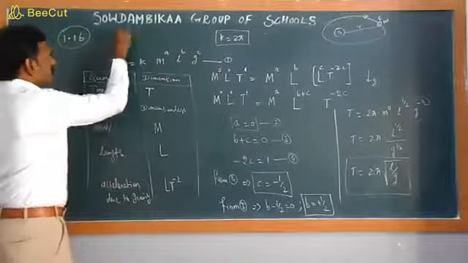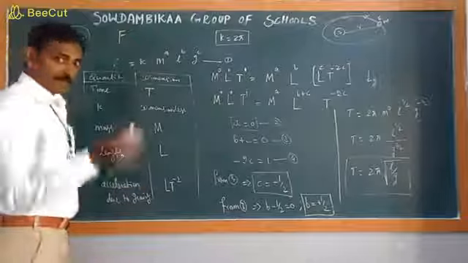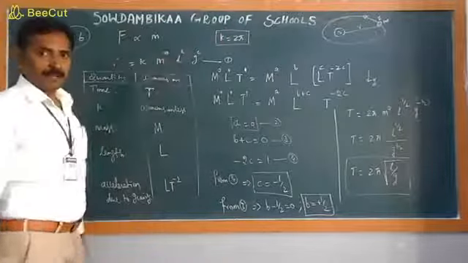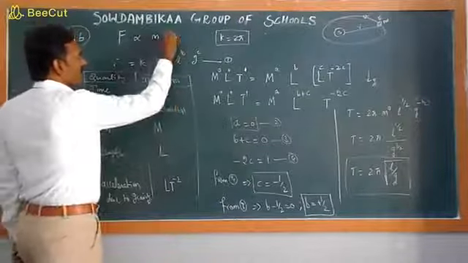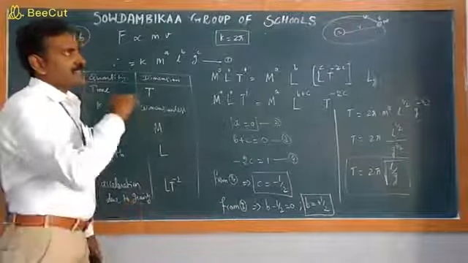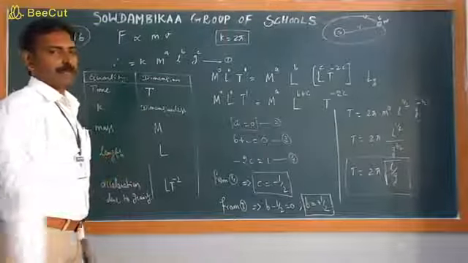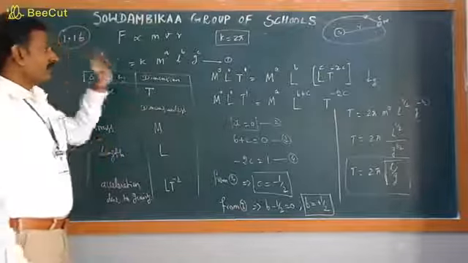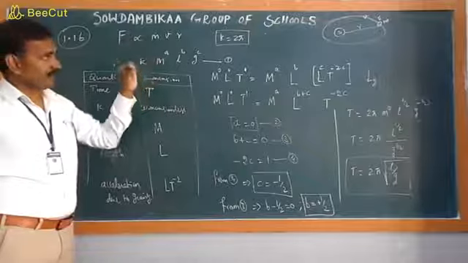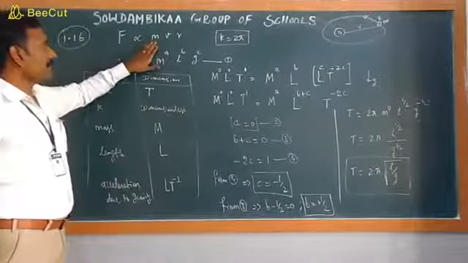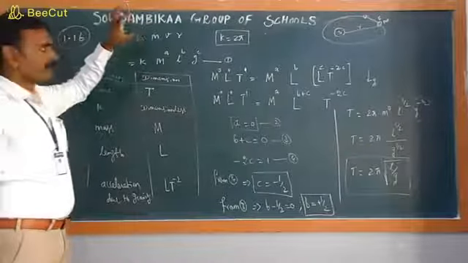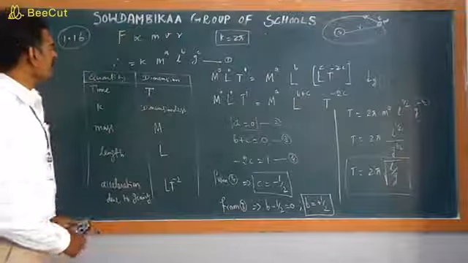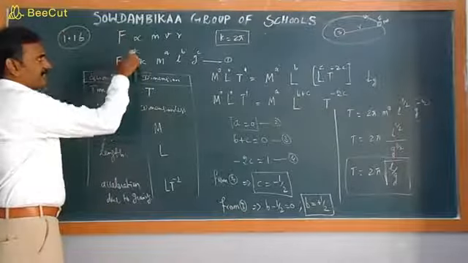Just follow my words. The centripetal force experienced between these two masses depends on the mass of the object m, the velocity of the object v, and the distance between the two masses. That means the radius, which we have to consider at the time of revolving around the circular path, so it is r. So when a mass revolves around another fixed mass, the centripetal force depends on the mass of the object, the velocity of the object and the radius. So from this I have written F is proportional to m, v and r. Then the force F is equal to k times m to the power a, v to the power b, r to the power c.